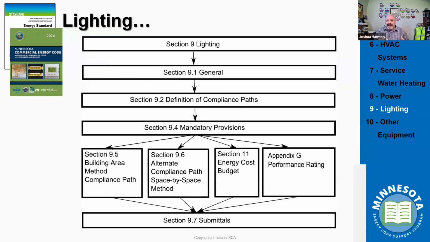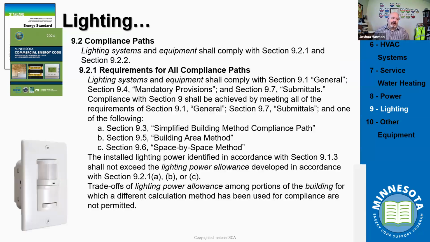When we talk about lighting in that context, we're also talking about how those lighting systems work. That's a lot of times when we get back into the simplified versus building area versus space by space method, right? Where how are we identifying the lighting requirements of a building?